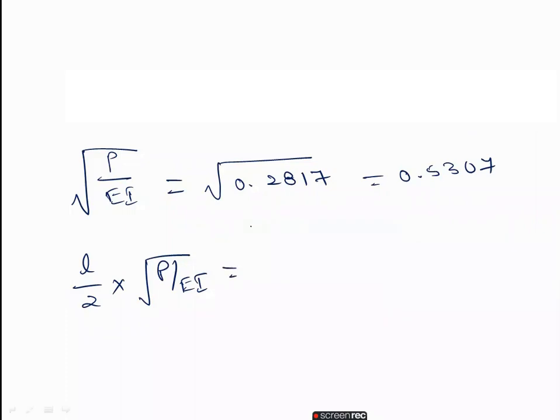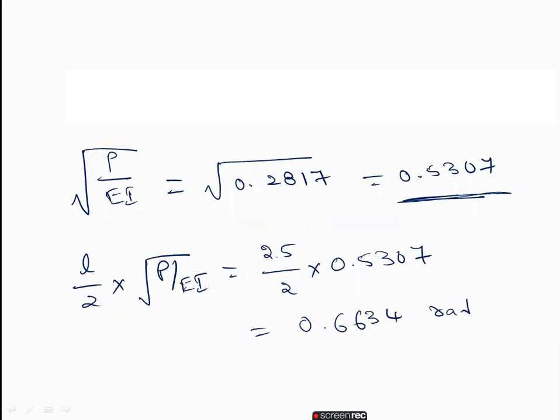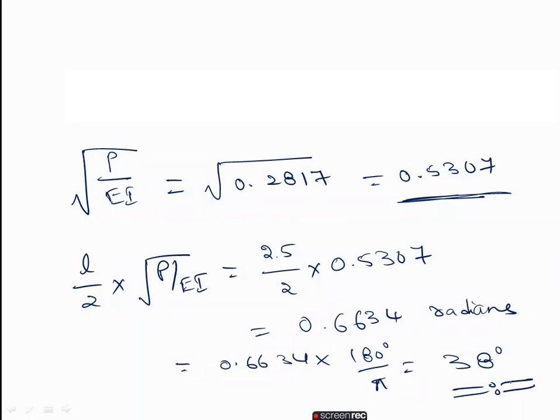L we know already, that is 2.5 meters, by 2 into square root of P by EI. Just now we got it, that is 0.5307. So if you convert into radians, you will get around 0.6634 radians. If I convert into degrees, 0.6634 multiplied by 180 degrees by pi. So you will get around 38 degrees.